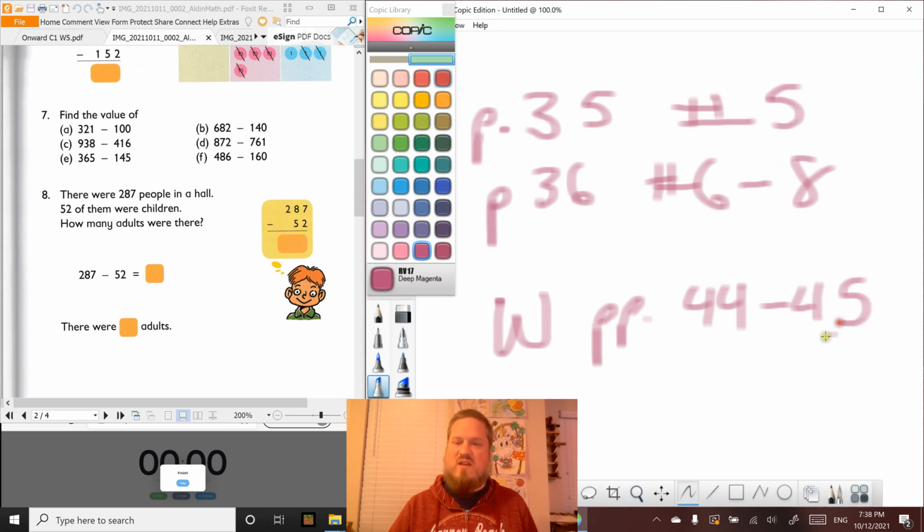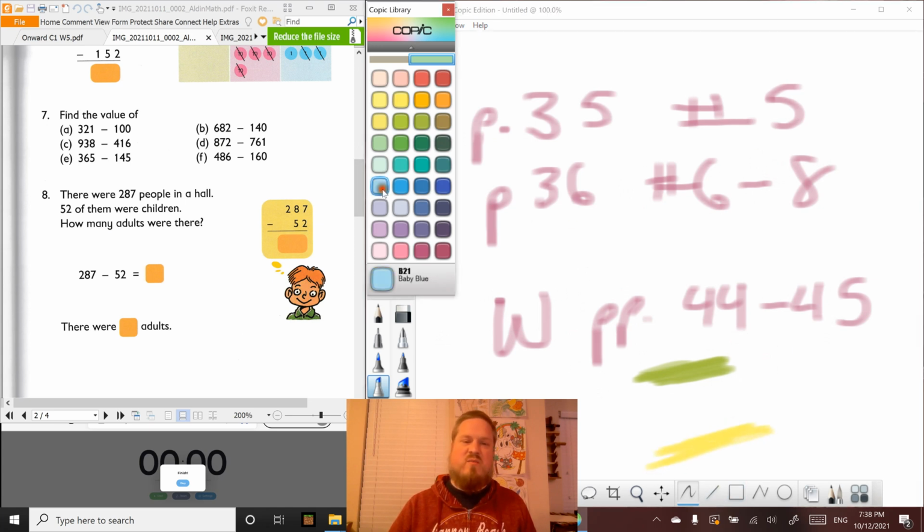And I should have stuck sticky notes in there. Green sticky note tells you where to start. And right now I'm using yellow sticky note to tell you when to stop. And a blue sticky note if there's something you're supposed to skip.